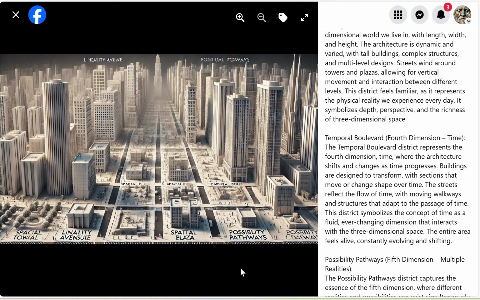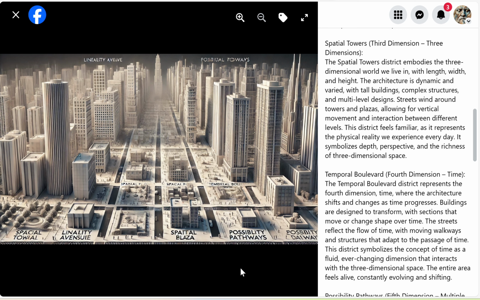3. Spatial Towers, third dimension, three dimensions. Architectural concept. In Spatial Towers, the city comes alive with three-dimensional depth. The architecture features soaring skyscrapers, spiraling towers, and structures of various shapes and heights, all integrated into multi-level designs.